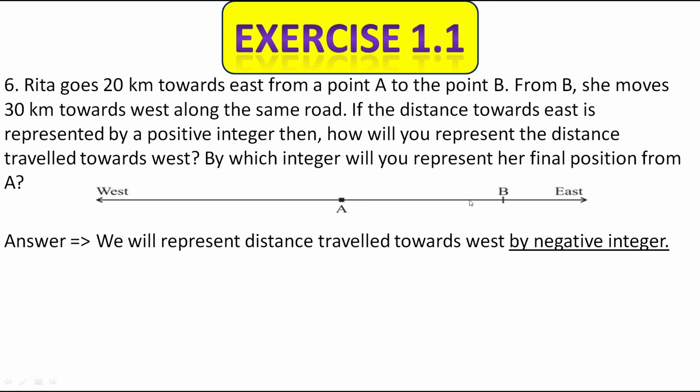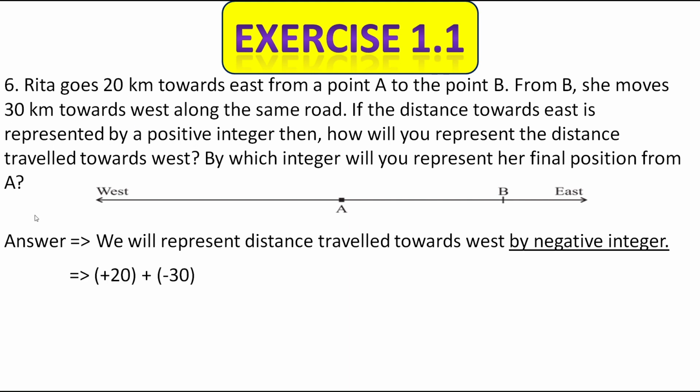You can assume that A is 0, and towards the right side, that is the east side, are positive numbers, and the west side the negative integers. Okay. Now the next question they have asked is, by which integer will you represent her final position from A? So for that we have to do the operation between 30 and 20. As 20 kilometers towards east, we can represent this as plus 20, and 30 kilometers towards west, so 30 can be represented as minus 30.